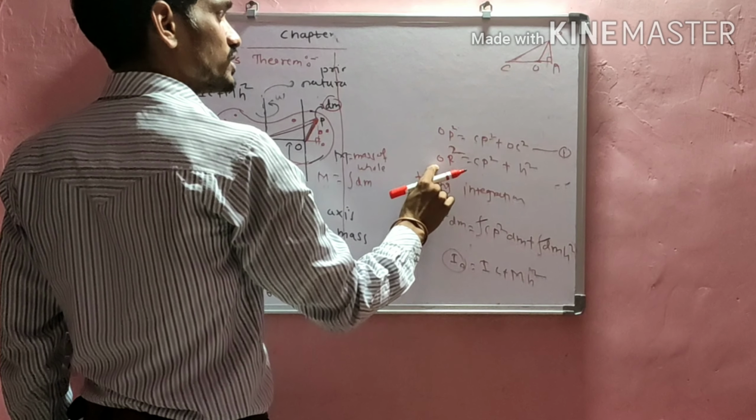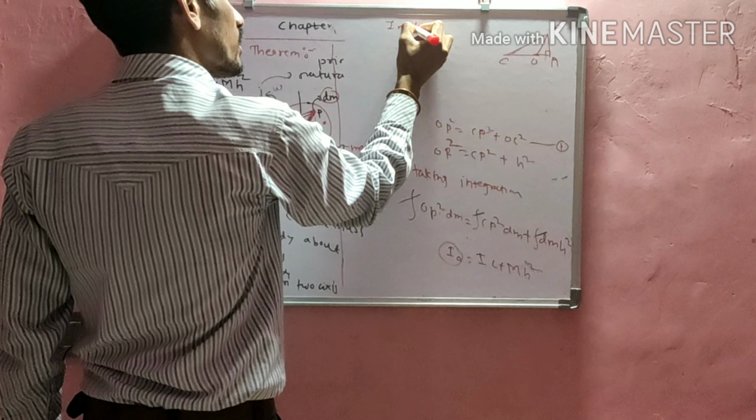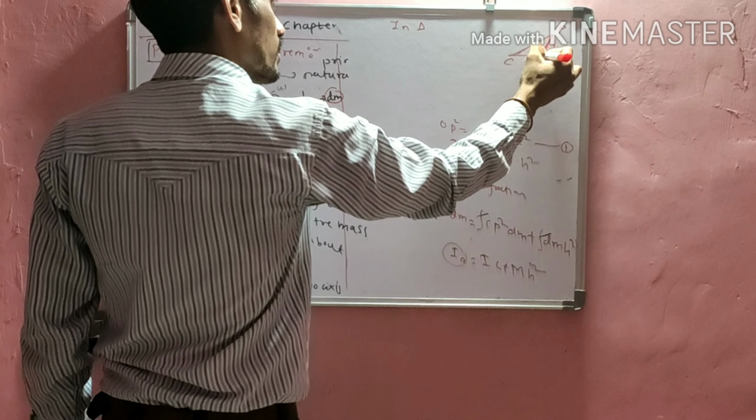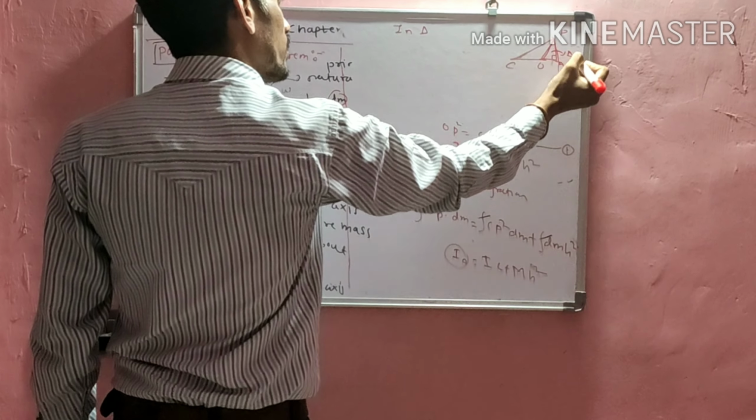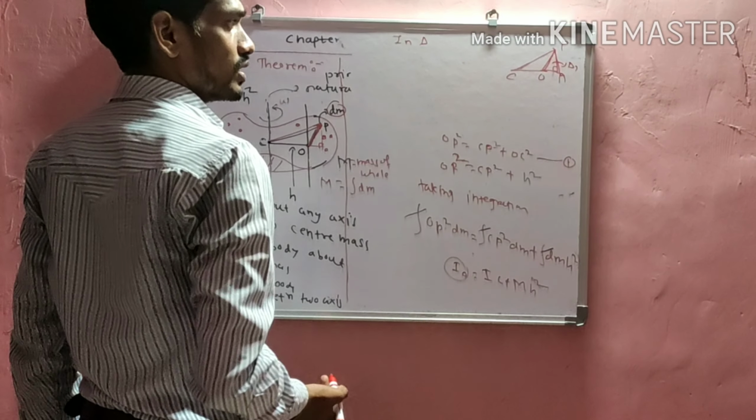So we want OP square. Which triangle have I taken? I have taken the smaller triangle, this type of triangle. Triangle 1, this smaller triangle. So what is triangle 1?